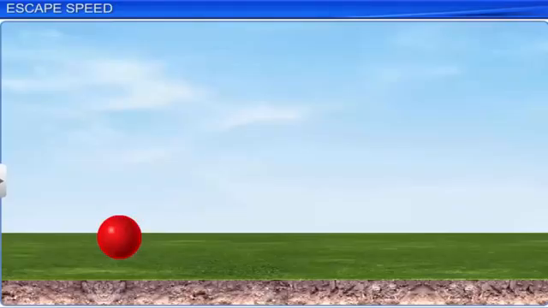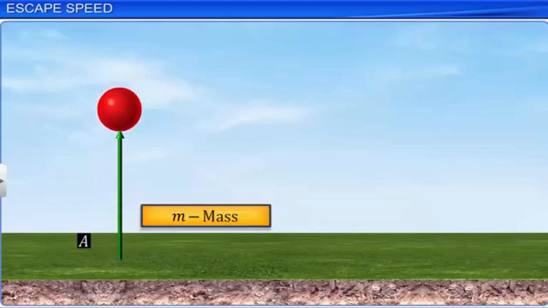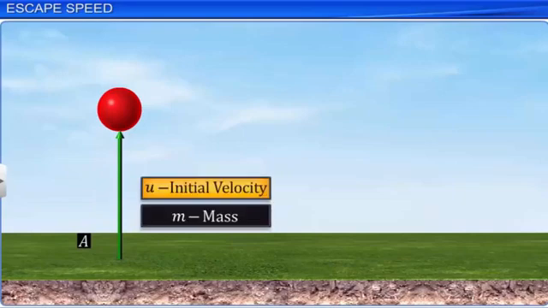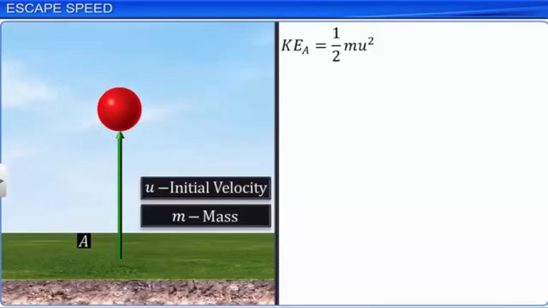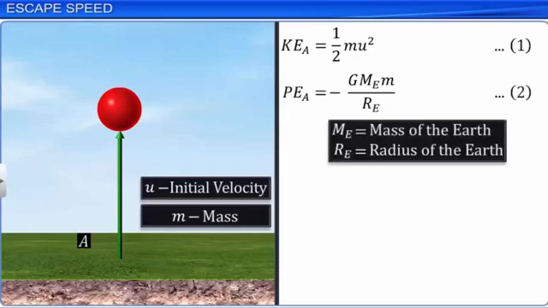Let's answer the question with the same example. Consider a position A on the surface of the Earth, from where the body of mass m is projected vertically upwards with velocity u. Then, its kinetic energy at the surface of the Earth is given by half m u square. Let this be equation 1. The potential energy of the Earth-body system at the Earth's surface is denoted by PE_A is equal to minus G M_E m divided by R_E. Let this be equation 2. In this equation, M_E is the mass of the Earth and R_E is the radius of the Earth.